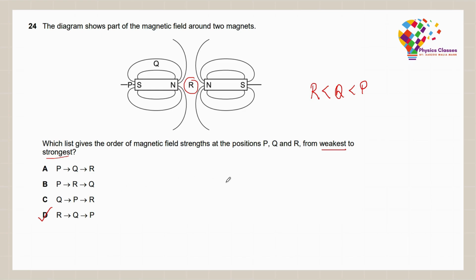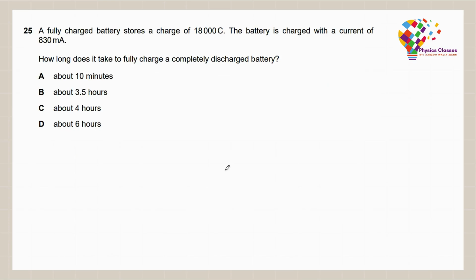For question 25, a fully charged battery stores a charge of 18,000 coulombs. The battery is charged with a current of 830 milliamperes. How long does it take to fully charge a completely discharged battery? So we know that charge is current into time. This is the equation that we can use over here.